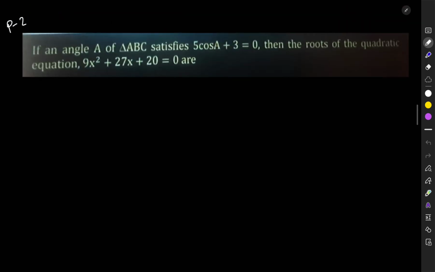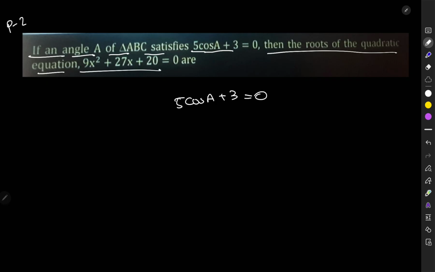Let's solve another question. So this is the question. We have said that angle A of triangle ABC satisfies the equation 5 cos A plus 3 is equal to 0, right? Then find the roots of the quadratic equation. So what we have got is cos A is equal to minus 3 by 5.